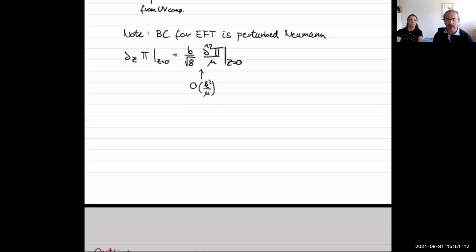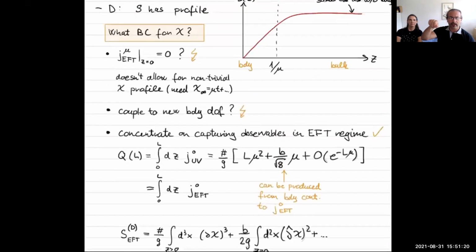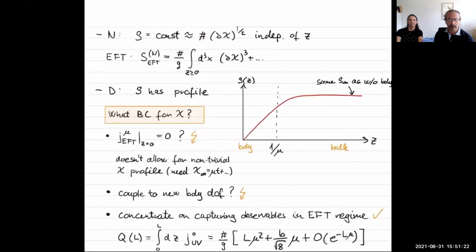Okay, I have another question. You've drawn before a cartoon of what you expect the density to look like, right? That is 0 at the boundary, then it goes up. Can you actually reproduce that with the action that you have written? No, so that's a very good question.